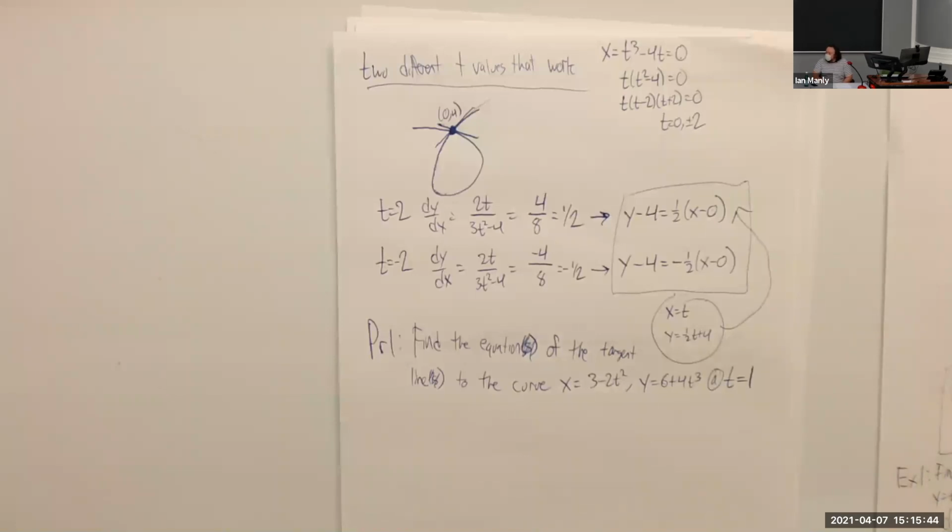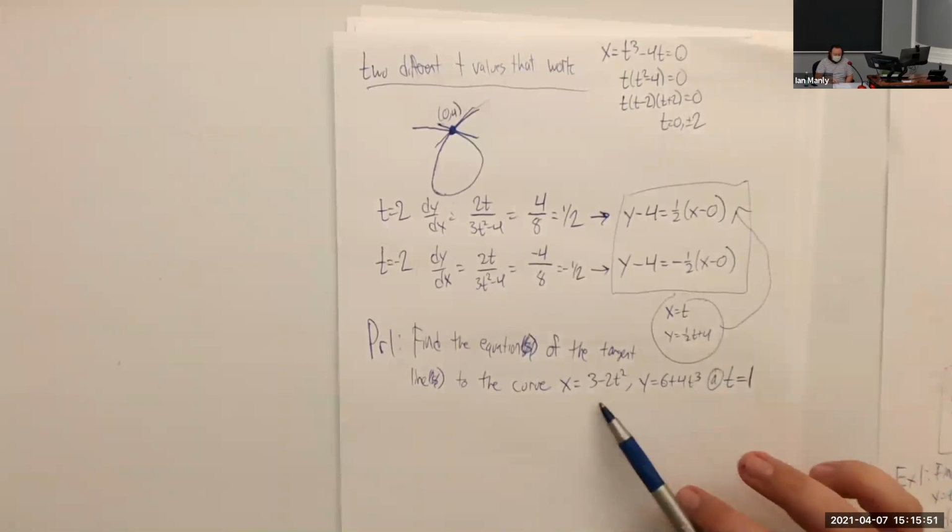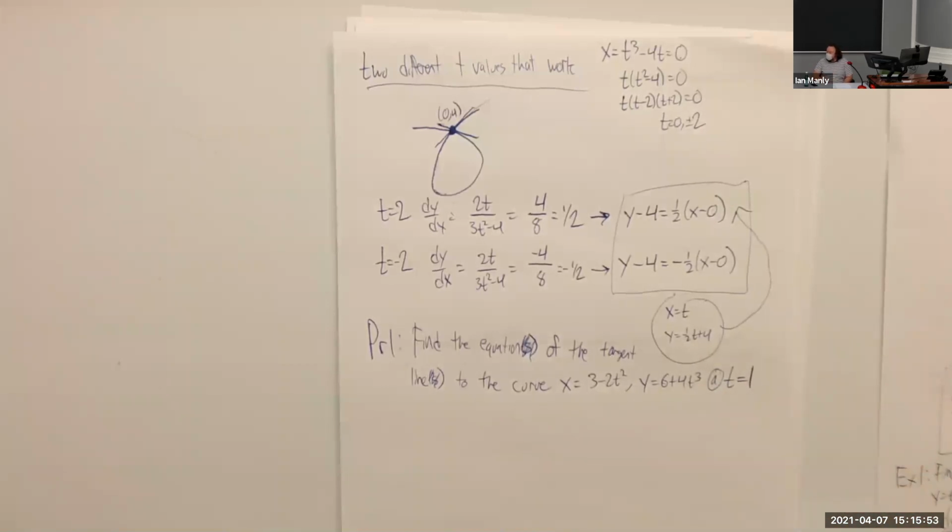Once we find the slope, how can we find the equation if we're not giving a point on the graph? We could find the point on the graph by substituting in t equals 1 into these equations here. And that will give you your x and y. Yeah, we'll see in a minute. dy dx gives you the slope of the tangent line. Yep, that's what dy dx is. That's what the derivative means.